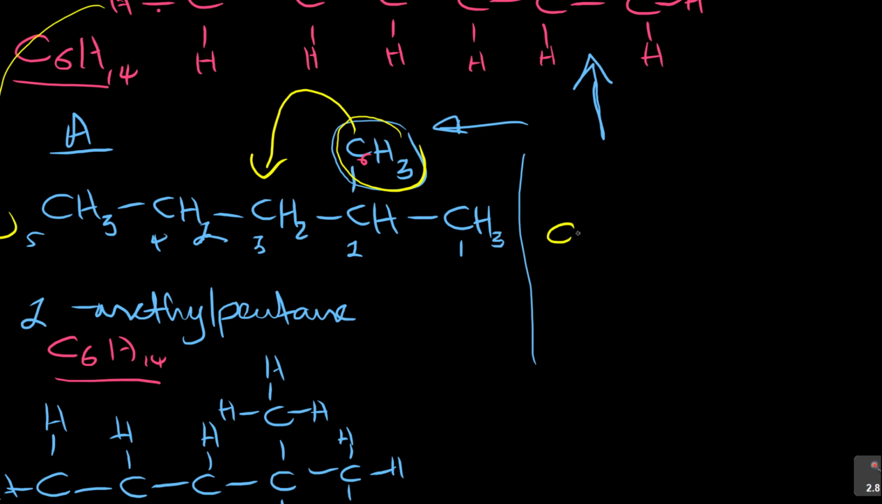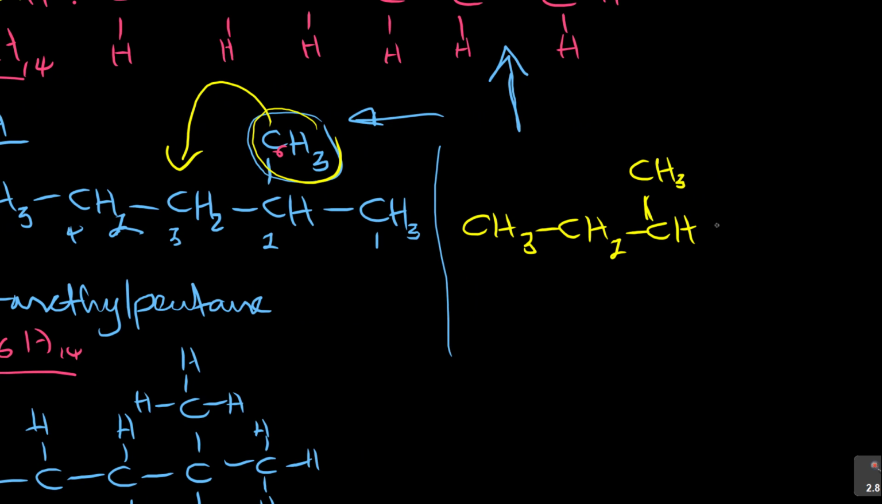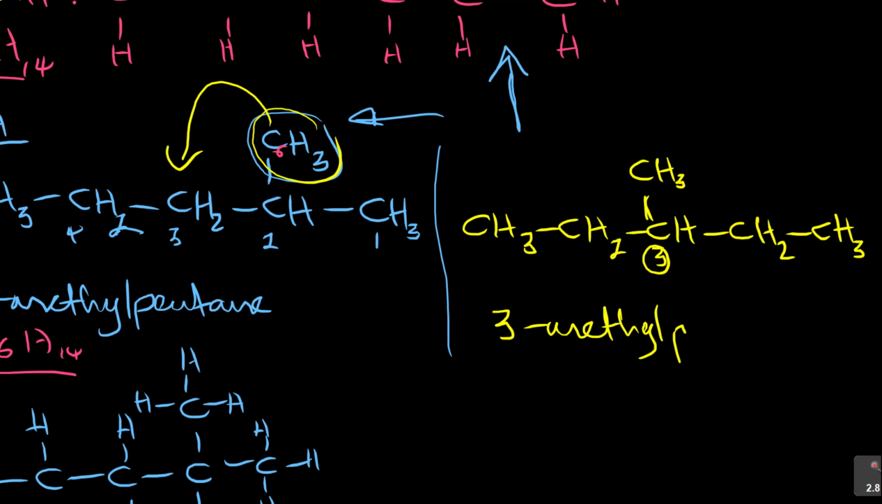Look at this. I'll have CH3, CH2, CH, then I have it there. CH3, see? I just moved it to the next. And then after that, I've got CH2 and CH3. It must be 5. 1, 2, 3, 4, 5. Still maintained, but now in number 3, whether you are moving from left to right, I've got now 3-methylpentane.